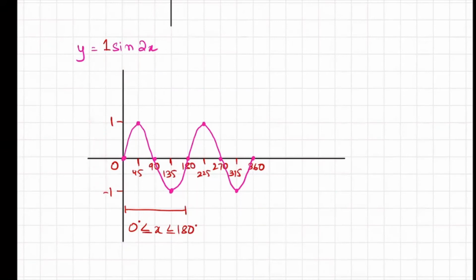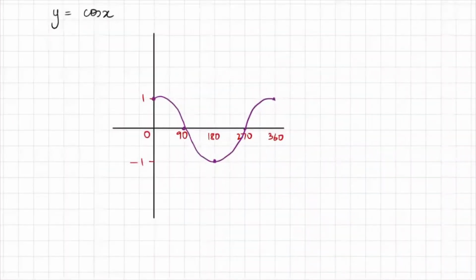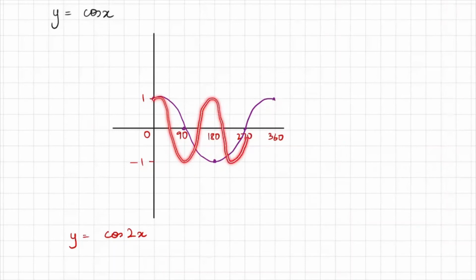Okay, let's move on to the graph of cos x now. This is the graph of cos x. What would be the graph of y equals cos 2x? The same thing would apply. Your graph would squeeze in again. So you will start from 1, you will come down here like this. This is what your graph of cos 2x would look like.